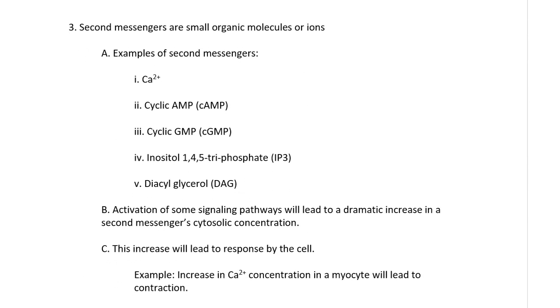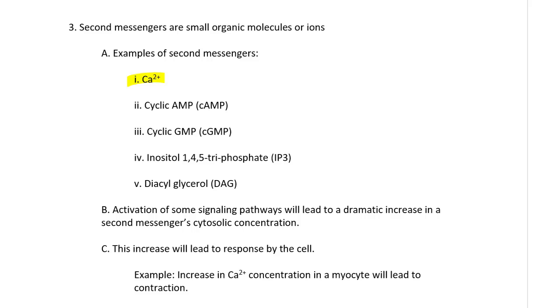Second messengers are small organic molecules or ions. Examples of second messengers are calcium, cyclic AMP, cyclic GMP, IP3, diacylglycerol or DAG. We've already seen an example of calcium, and we know that if you increase calcium concentrations within the cytosol of a cell, the cell will respond in some way. Now, all these other molecules are just like calcium. You increase the concentration of these molecules within the cytosol of the cell, and there'll be a response by the cell. So these are all concentration dependent, meaning the activation of these molecules simply means that you're increasing the concentration of these molecules in the cytosol.